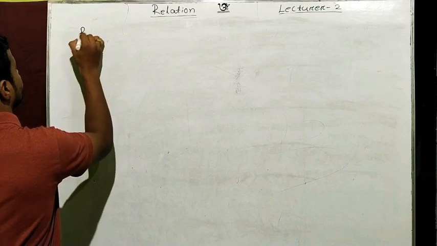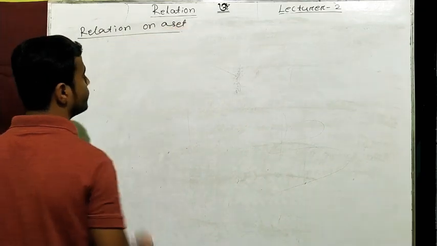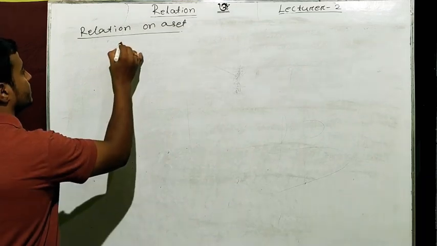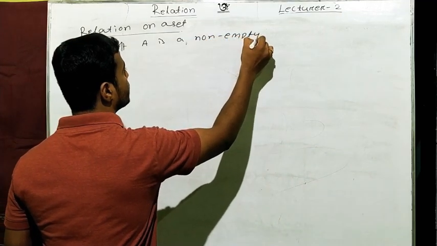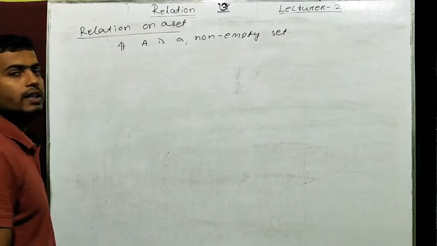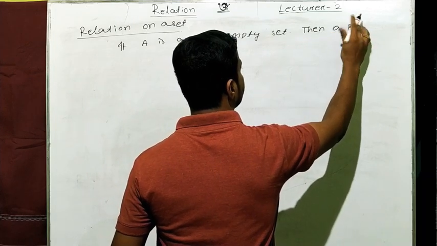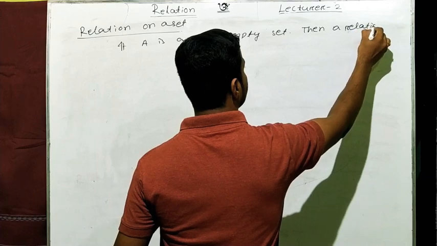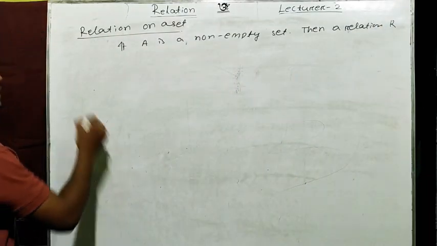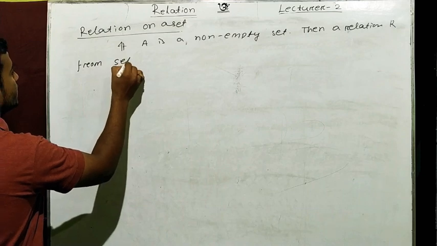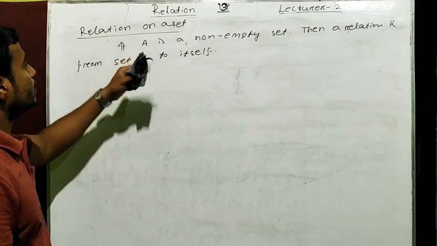Now you know relation on a set. Relation on a set: if A is a non-empty set, then a relation R from set A to itself is called a relation on a set.